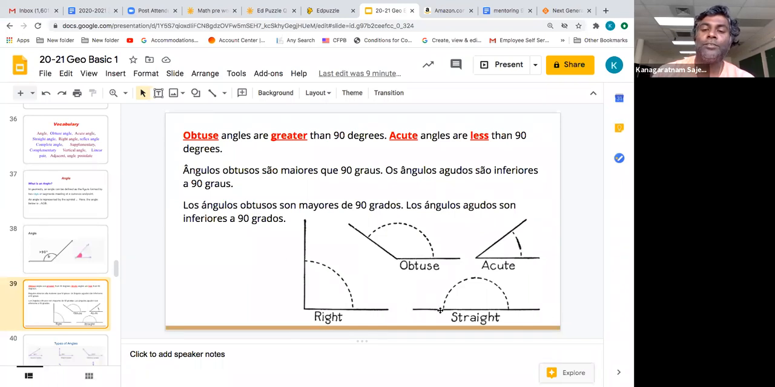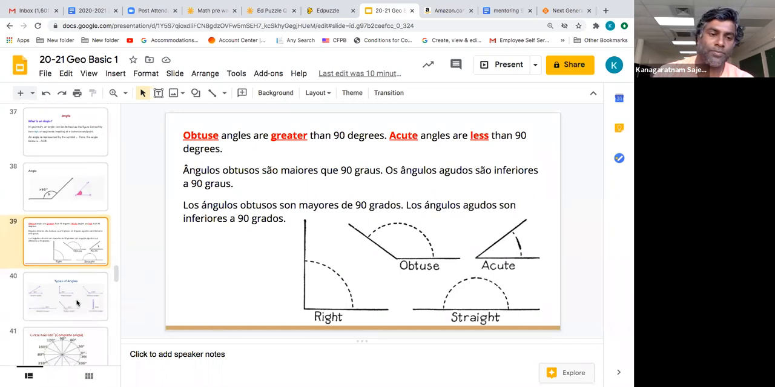Straight angle: it's a straight line. How many degrees is that? It's 180 degrees. You can take this right angle and put it over here, and it fits half of the way, and then another 90 degrees over here. So a straight angle is equal to 2 right angles, which is 2 times 90 degrees, which is 180 degrees.